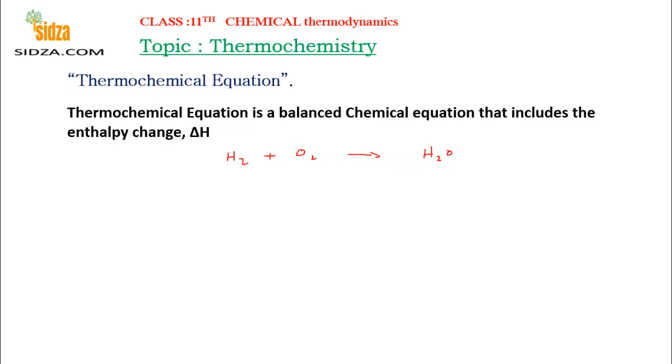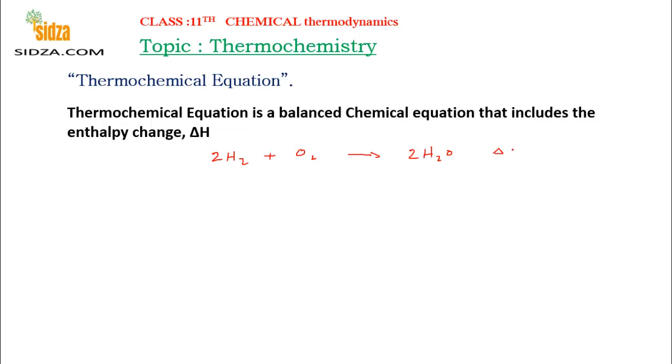If I try to balance it, this is 2 times and this one also 2 times, right? Well, this is a balanced chemical equation, but here I have not yet mentioned the energy change. Now if I mention the energy change during this chemical reaction, whether the heat is given out or heat is taken in, right?